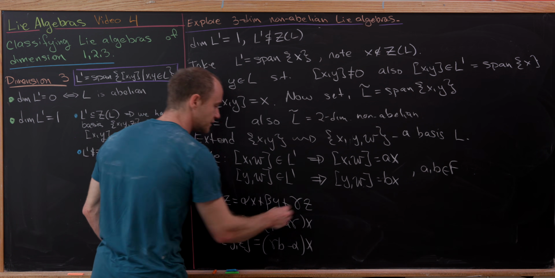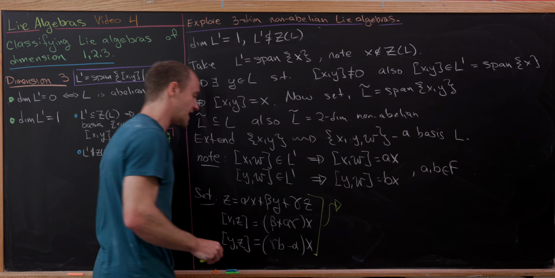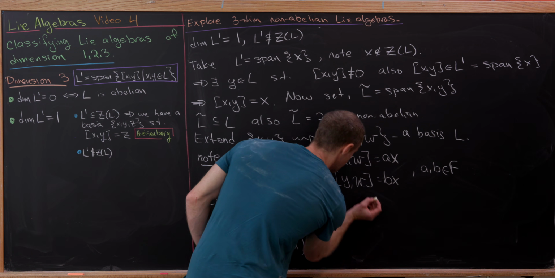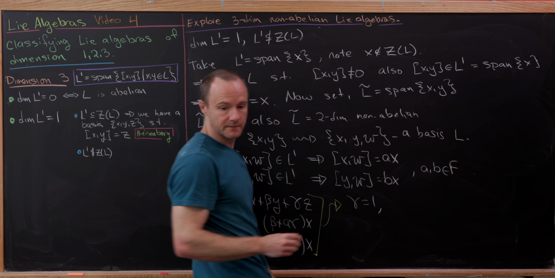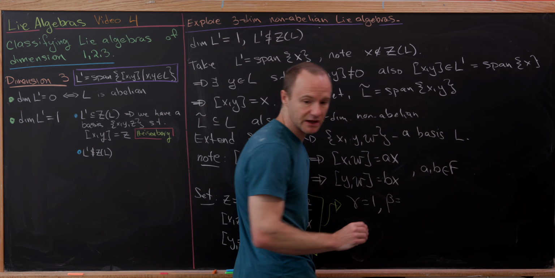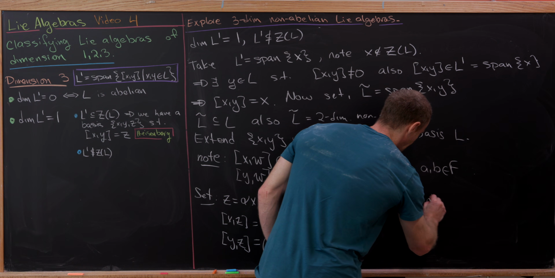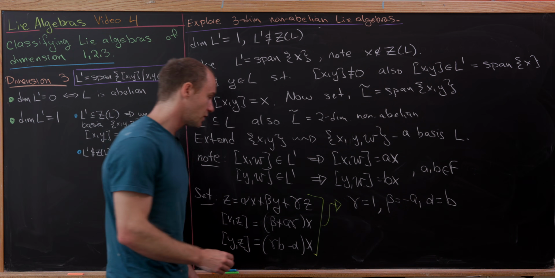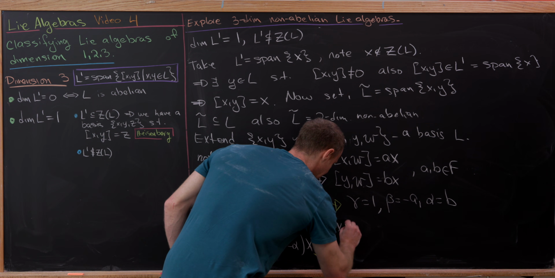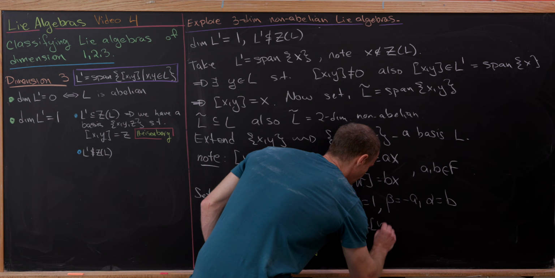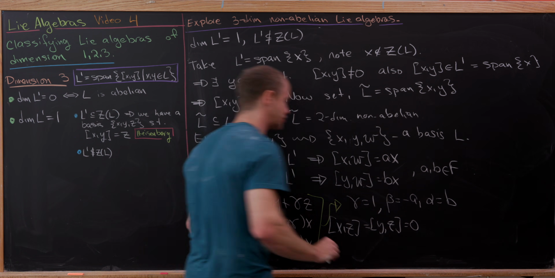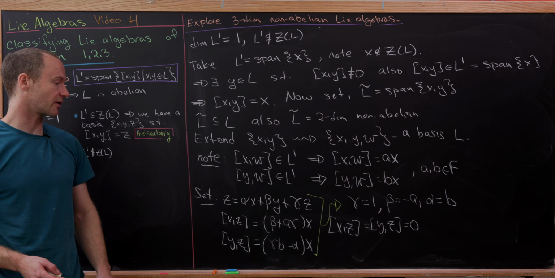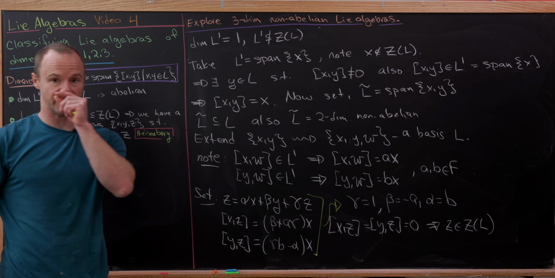So now looking at those equations, we get some motivation for how we should choose alpha, beta, and gamma. Let's choose gamma to be equal to 1, and then we'll choose beta to be equal to minus a, and we'll choose alpha to be equal to b. Under that choice, we get the bracket of x with z and the bracket of y with z to be equal to 0. Again, you can see that just by plugging those values in here. That means that z is in the center of L.